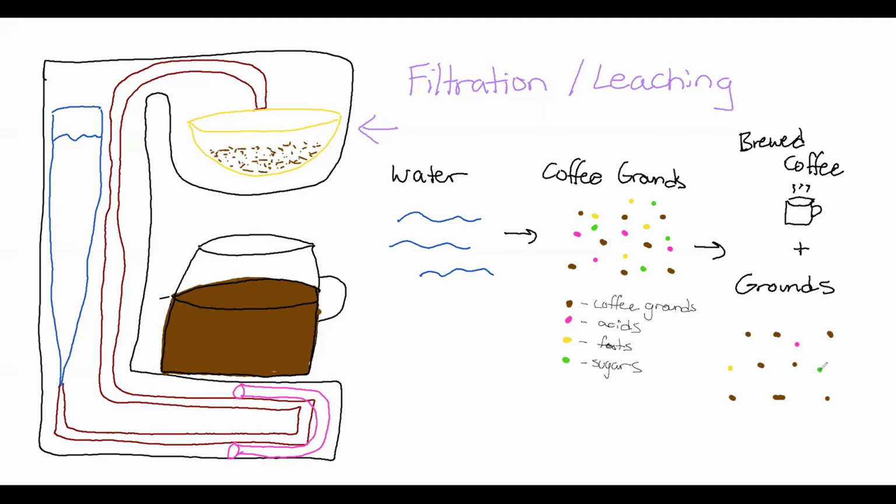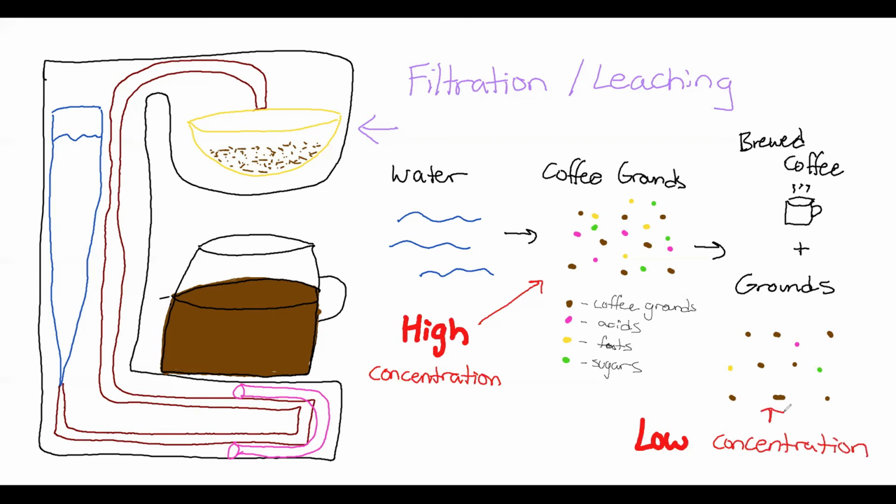The size of the coffee grounds is an important factor to consider. Smaller grounds maximize contact area between the grounds and the water, which facilitates better separation. In addition, the temperature of the water is important as solutes dissolve more in hotter solvents.